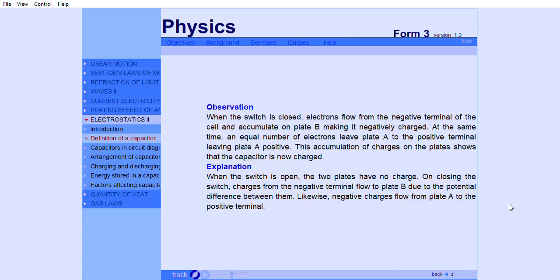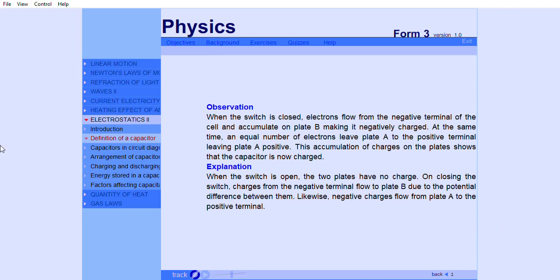Observation. When the switch is closed, electrons flow from the negative terminal of the cell and accumulate on plate B, making it negatively charged. At the same time, an equal number of electrons leave plate A to the positive terminal, leaving plate A positive. This accumulation of charges on the plates shows that the capacitor is now charged.